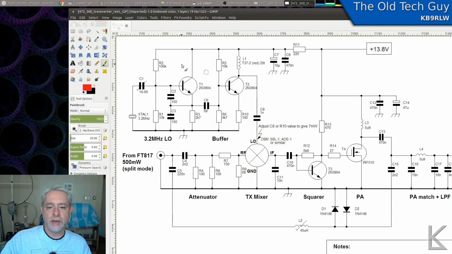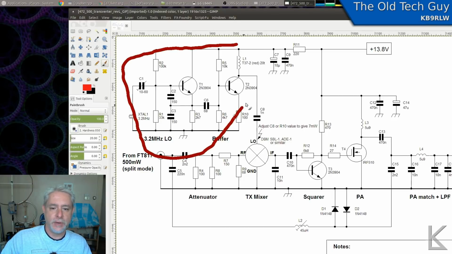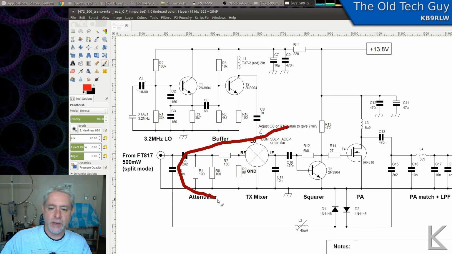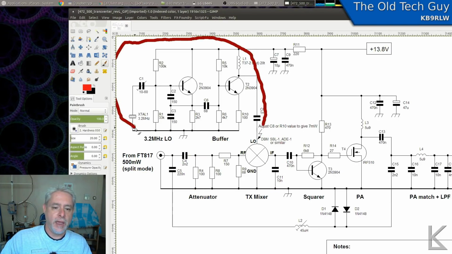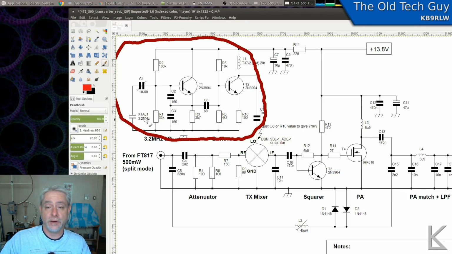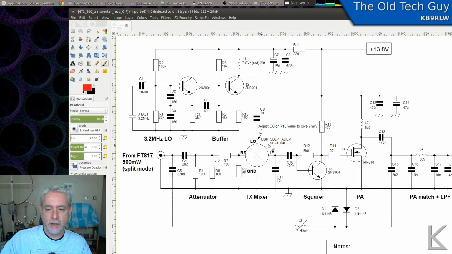But what we're interested in is this section up here, which is the local oscillator, and this section down here, which is the RF input from the transmitter and the mixer. Okay, so first off, up here, we have a local oscillator. Now that oscillator has a crystal running at 3.2 megahertz or 3200 kilohertz. Now, that's important because of the mixer down here.